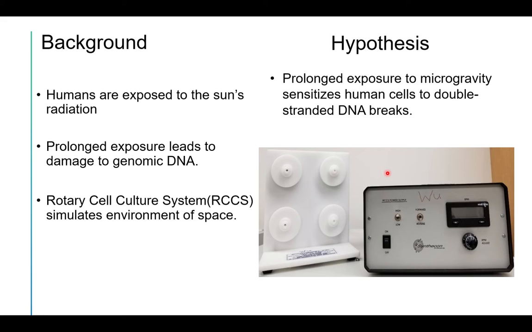In space, the most prominent mutagen is UV radiation, which forms crosslinks in genomic DNA. The long-term consequences of space exploration to astronauts and their DNA repair mechanisms is still unknown. In this work, I will use a rotary cell culture system to simulate a low-gravity environment to study the types of DNA damage formed from exposure to microgravity.